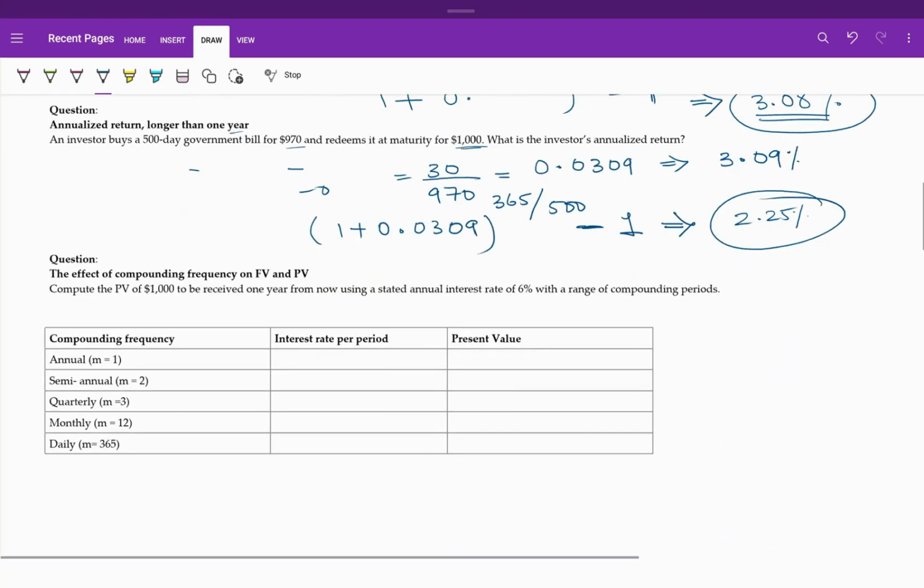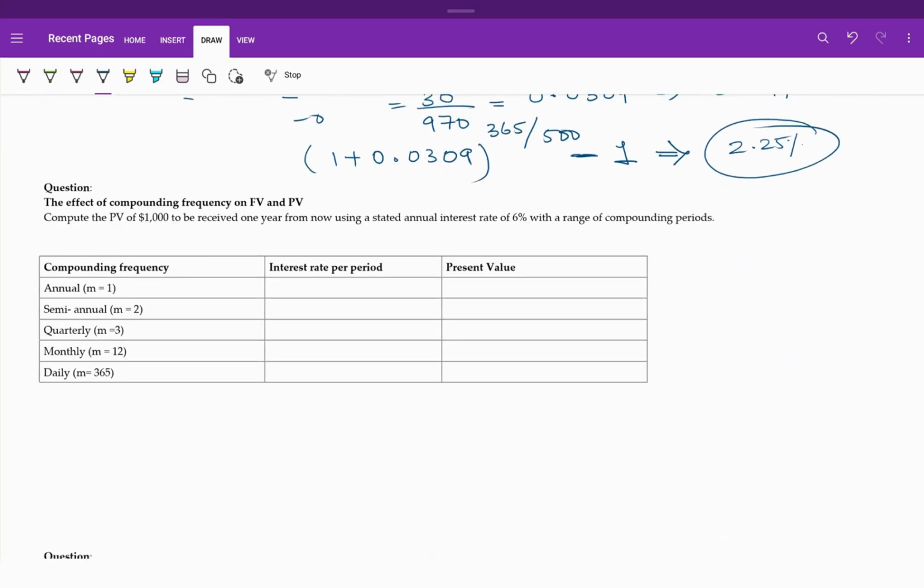Okay, before that, let's do one question here. The effect of compounding frequency on future value and present value. We have previously discussed that when we increase the frequency, our returns also increase. So here, let's assume there is a question: present value is 1000, and this is to be received after 1 year at a stated rate of 6%.